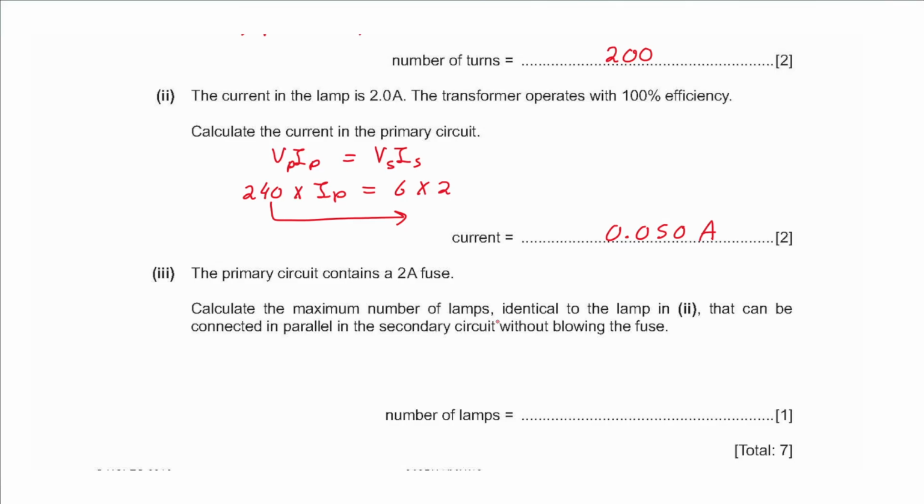Part III says the primary circuit contains a 2 ampere fuse. Calculate the maximum number of lamps identical to the lamp in part II, which takes 0.050 amperes at 6 volts, that can be connected in parallel. So we keep adding the currents up according to the number of parallel connections in the secondary circuit without blowing the fuse, which means the total number of the lamps multiplied by the current in one lamp must be equal to the fuse rating or less. So we can divide the total current in the fuse over the current of 1 lamp to get the number of lamps. That gives an answer of 40 lamps.